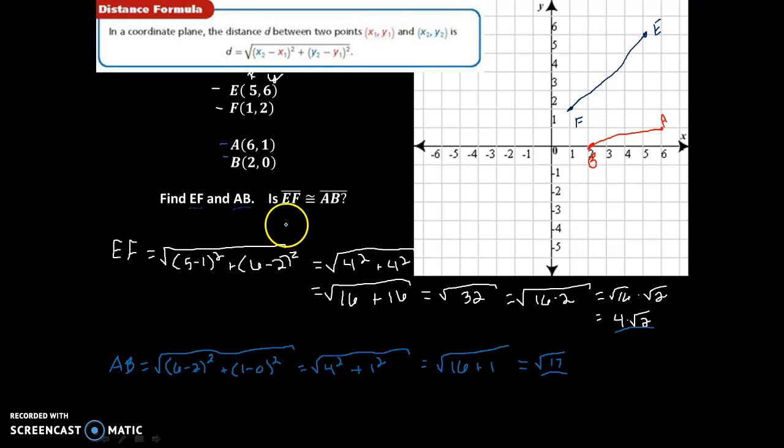So the final question was, are these two segments congruent? And for two segments to be congruent, they must be the same length. We got two completely different lengths for these values. So that would mean that EF and AB are two completely different lengths, which means they are not congruent. So your final answer would be no.